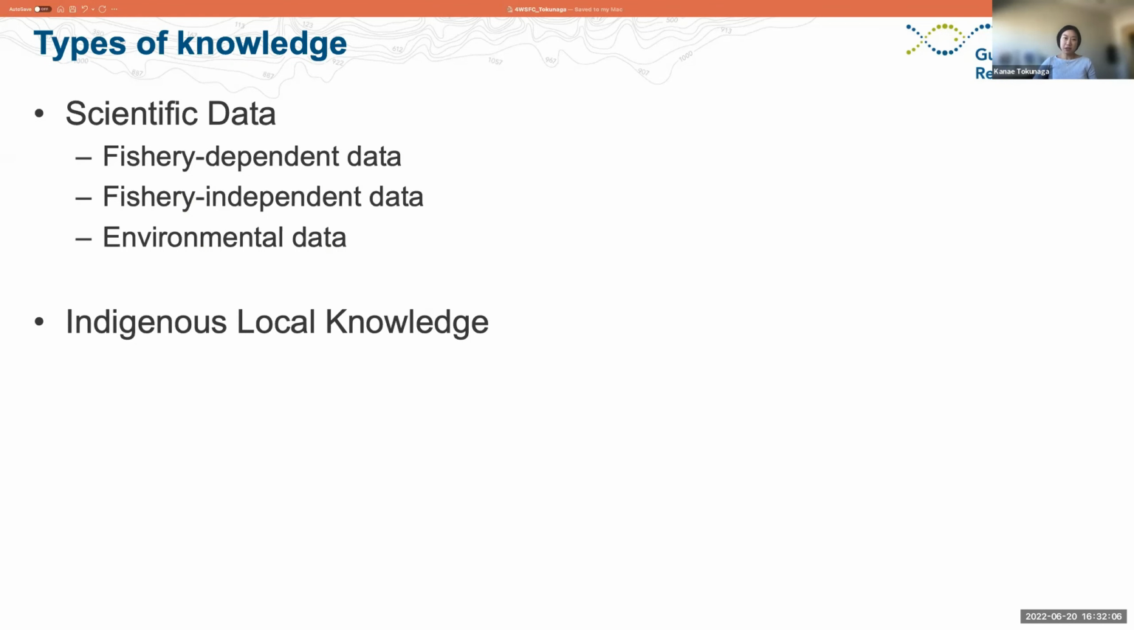When it comes to types of knowledge, we have a broad categorization. One is scientific data, and another is indigenous local knowledge. Scientific data consists of a variety of information, but we're primarily looking at the availability of fishery-dependent data, fishery-independent data, and environmental data such as ocean temperature, and also indigenous local knowledge.